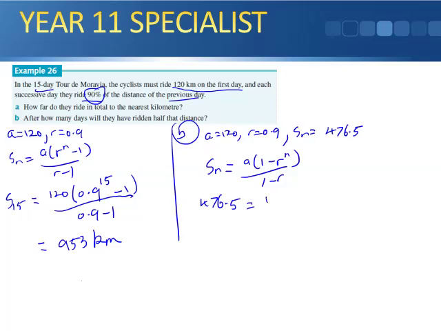476.5. 120, 1 minus 0.9 to the power of n divided by 1 minus 0.9. And we're going to need our calculator anyway. And when we do that, we're going to get n equals, well, it's approximately 4.8. So it'll be on the 5th day.